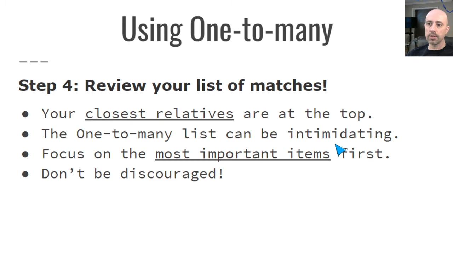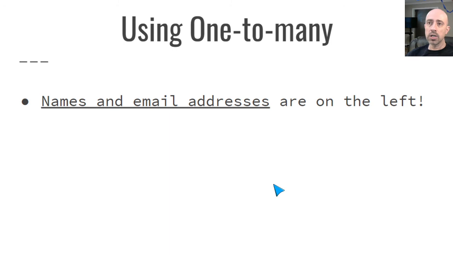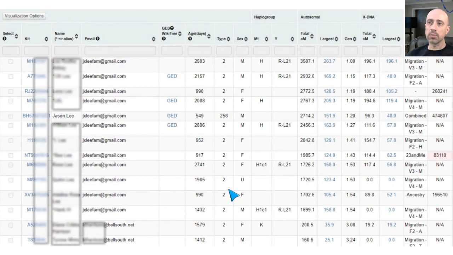Just know that there's some information there that's fairly accessible and easy to understand, and there's other information that you can ignore in the beginning. So focus on the most important items first. Don't get discouraged. I would say the most important items are the names and email addresses. That's familiar information, easy to understand, easy to get started with.